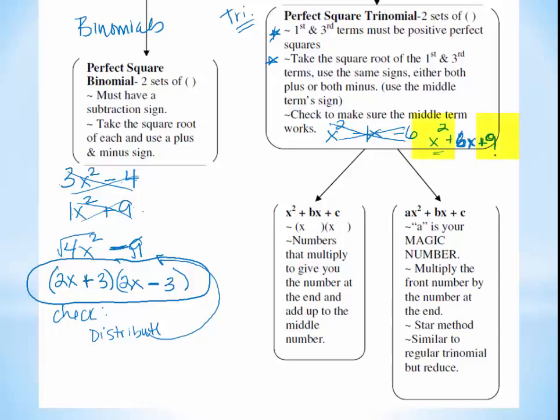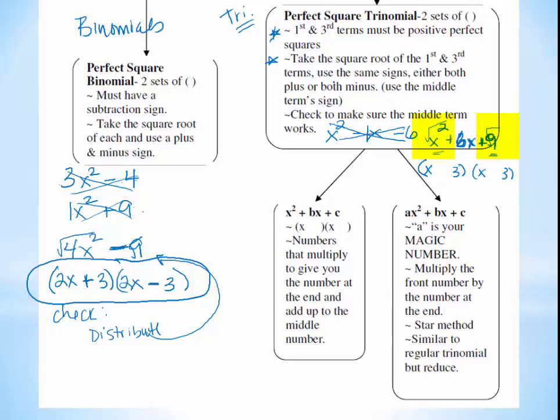Okay, is the first and the last a perfect square? Yep. Now, what I'm going to do is make my 2 parentheses. I'm going to take the square root of the first, which gives us x and x. It says and the third, so what's the square root of 9? 3 and 3. Notice I put 3 and 3 at the end because 9 is at the end.